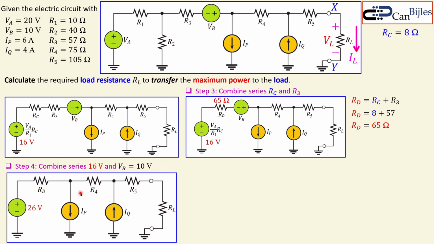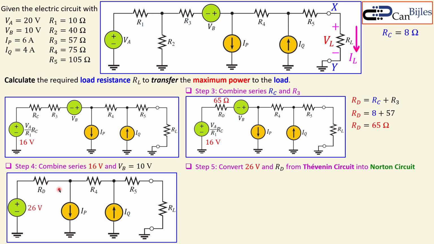And now the circuit becomes this. You can see it is already getting simpler compared to the original circuit. So RD is still here, that is 65 ohms. Now we get 26 volts, and the rest is still the same.